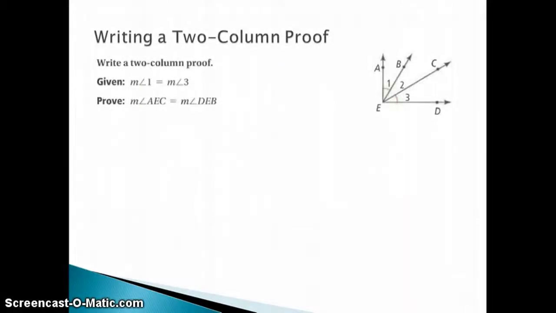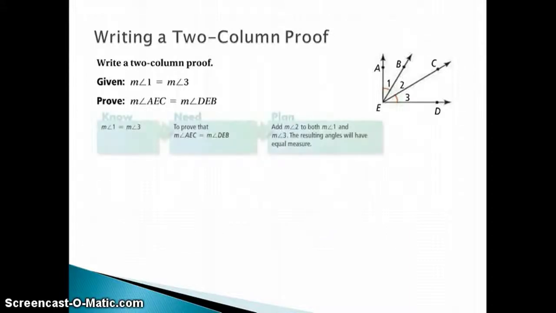So this is what's given to us. Measurement of angle 1 equals measurement of angle 3. And we need to prove that measurement of AEC, which is AEC right here, equals measurement of DEB. And how do we prove that? Well, I'll give you guys 2 seconds so you can pause the video. But first, we already know what's given to us, and we need to prove this. So let's add these and then try to prove that they would all have equal measurement. So this is how we're gonna figure it out.